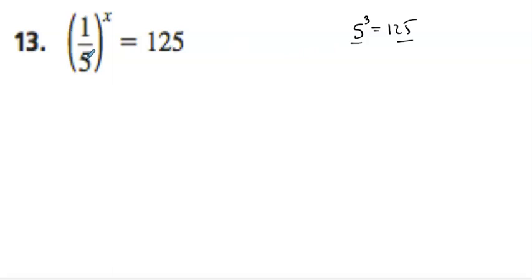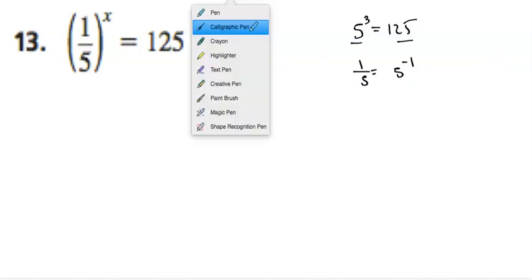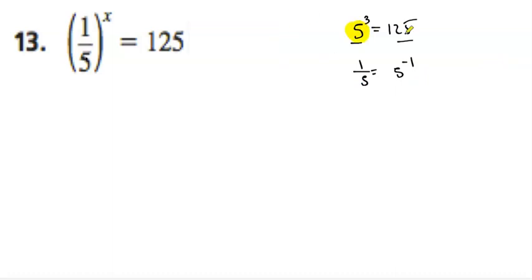1/5, 1 over 5 is the same thing as writing 5 to the negative first. So, wait a second. If I think about that, then I have a 5 to the third, base of 5, and a base of 5 here. So I'm going to rewrite 1/5 as 5 to the negative first to the x power. I'm going to rewrite 125 as 5 to the third.